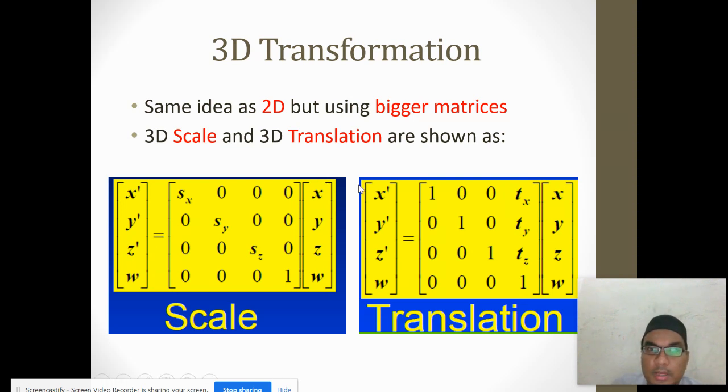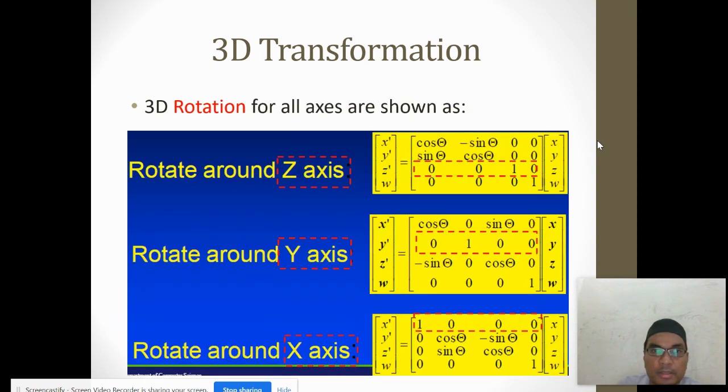Okay, so the next one is translation. Also the same, where you have the x dash. x will be plus by tx or dx, y will be plus by ty or dy, and z will be plus by tz or dz. So that's basically the same concept, but there is just an additional z axis.